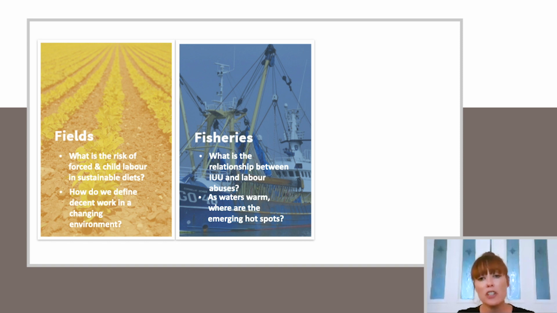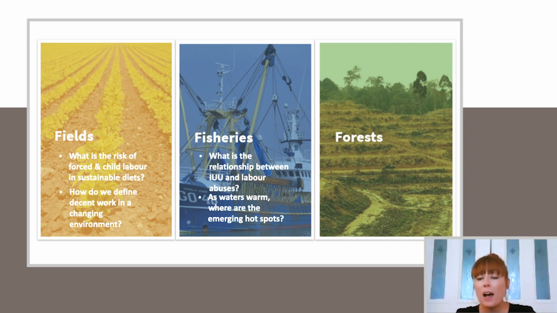And again, with climate change, as water's warm, where are those emerging hotspots going to be? Because we know that fish stocks are starting to shift where they're harvested. And in forest, what is the co-occurrence between modern slavery and tree loss? My colleague, the amazing and brilliant Dr. Beth Jackson, has just published multiple papers looking at this, again, trying to move from co-occurrence to understanding and quantifying how much modern slavery contributes to deforestation and tree loss.